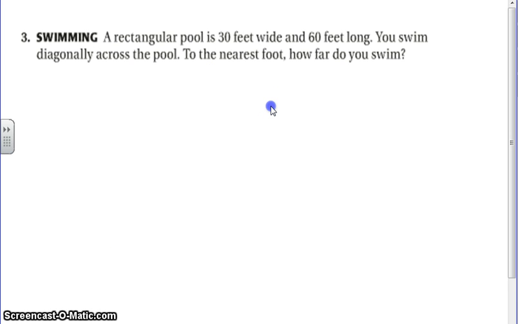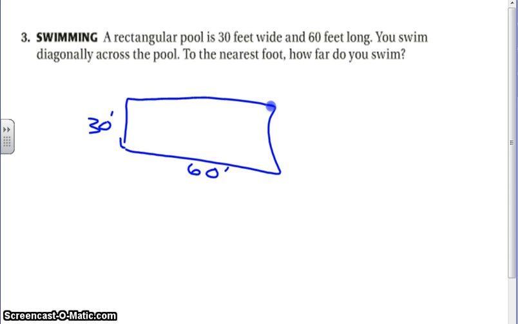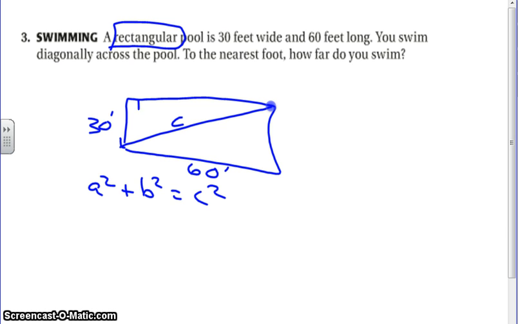The next question, which you don't need to write in your book, but let's just look at, is you have a swimming pool that is a rectangular shape. It's 30 feet by 60 feet. And you swim across it from corner to corner. So what are you swimming on this triangle? The hypotenuse. You're swimming on c, right? And so let's quickly see if we can find how far you swam. So we would use, again, a squared plus b squared equals c squared. And that's because if it's rectangular, we know these are right angles. Okay? So we plug in these values, and we're looking for the hypotenuse.